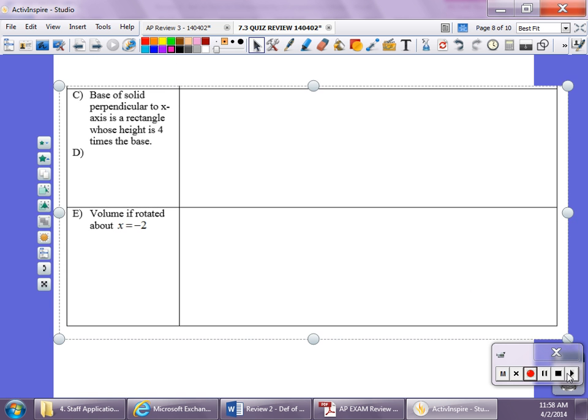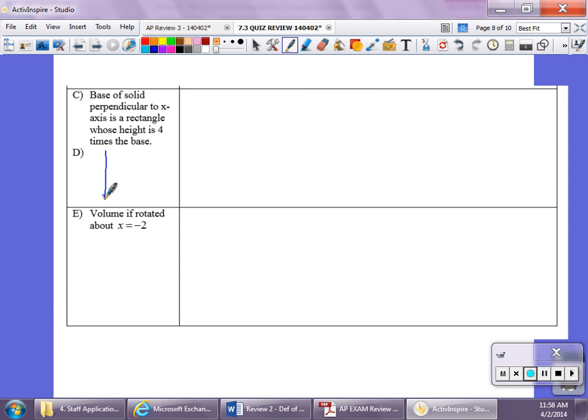For each of these, you should be able to do and fix each of them, and I will talk about this one in a second. So here's my picture. Perpendicular to the x-axis tells me it's a top-bottom problem, whose height is 4 times the base. Some of you had base is equal to 4 times the height. That's something weird. Can you guys try and fix this one if you did get that one wrong on your own? Try to fix that, and we'll talk about letter E in a moment.